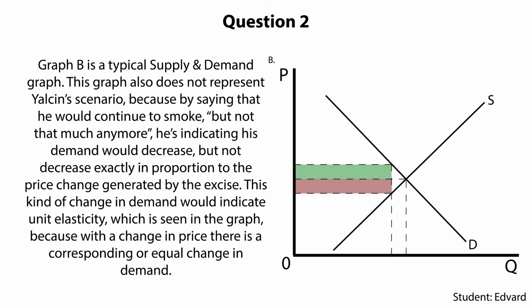Graph B is a typical supply and demand graph. This graph also does not represent Yeltsin's scenario, because by saying that he would continue to smoke, but not that much anymore, he is indicating his demand would decrease, but not decrease exactly in proportion to the price change generated by the excise. This kind of change in demand would indicate unit elasticity, which is seen in the graph, because with a change in price there is a corresponding or equal change in demand.